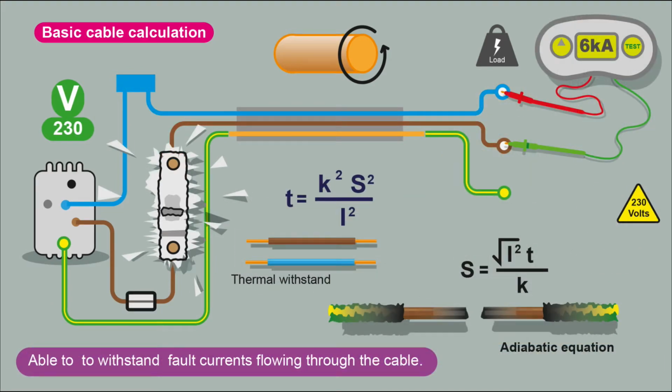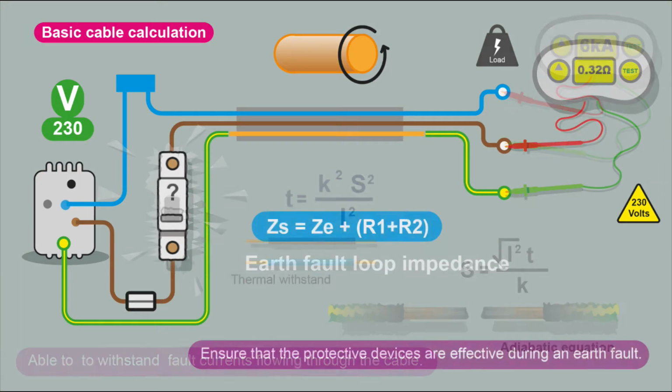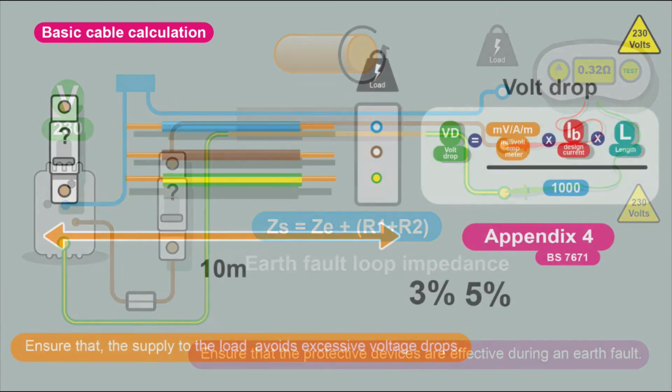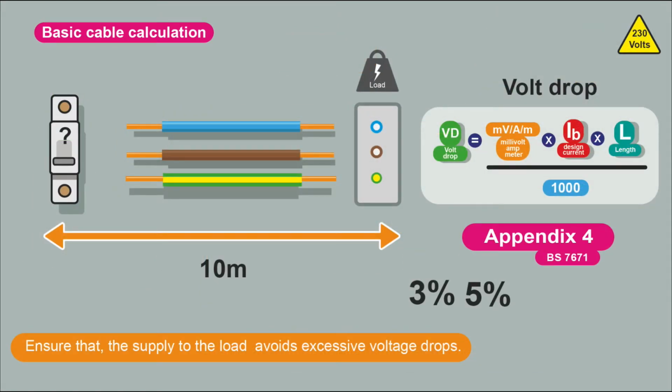We want to know that the cable is able to withstand fault currents flowing through the cable. And we want to ensure that the protected devices are effective during an earth fault. And we're ensuring that the supply to the load avoids excessive voltage drops.